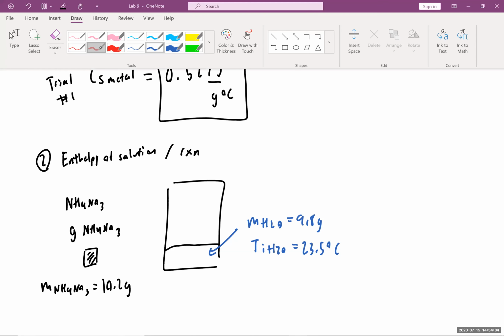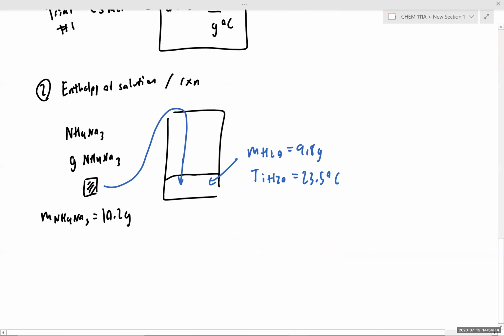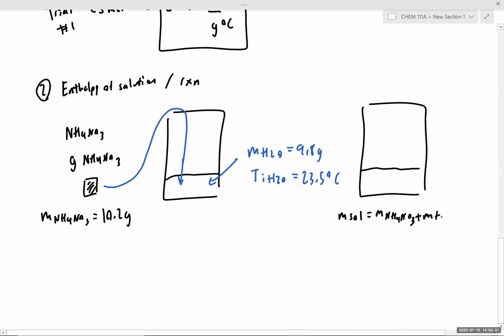So now, as we did in the experiment, we added our ammonium nitrate into our water, and now we have a new solution. Okay. So thinking logically about this, the mass of our solution is going to be equal to the mass of the ammonium nitrate plus the mass of water. That gives us the mass of the solution of 9.8 grams plus 10.2 grams, which gives us 20.0 grams.